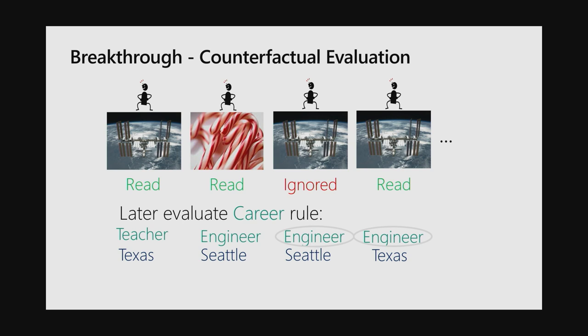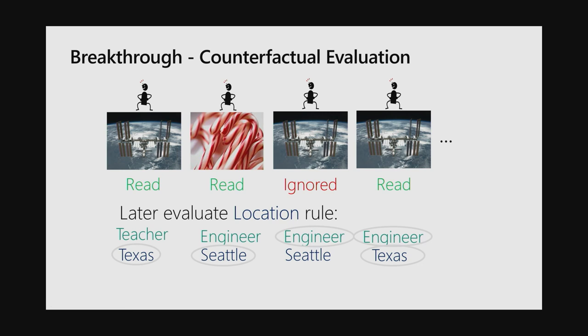Suppose that we have a user who has some features. Maybe they're a teacher in Texas. We have a policy, which is going to choose some particular article to display. Maybe it displays a news article about space. It's displayed to the user, the user reacts to this, and they read the article. That's great. Another user comes along. There's a policy. They have features. The policy makes a choice. We're going to do a food article this time. It's read. Another user, another choice. It's ignored this time. Another user, another choice. It's read this time. And you can see that the features vary with each of these individual users.